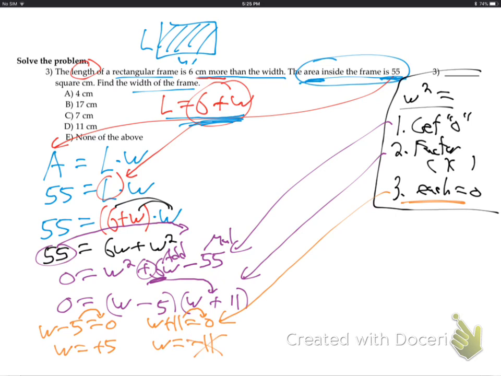Now you can't have a width that's negative in the real world, so the width must be 5. That's all they want on this one. They said, find the width. So the width must be 5. That's none of the above. It's kind of disturbing. The width is 5.